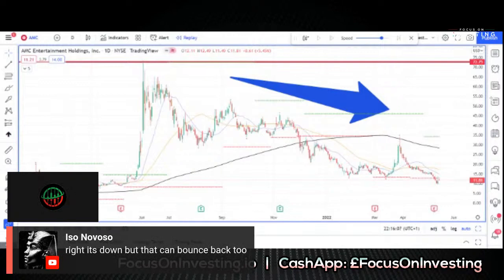ISO says, write it down, but it can bounce back too. True, it can bounce back too. But if it bounces back, is that really a short squeeze? Remember, we're talking about AMC because AMC is supposed to be a short squeeze. At this point, it's not a short squeeze, because if this bounces back, that's like any other stock. Any stock at a certain price you can buy, and it could potentially bounce back. Of course, it can, but any stock can bounce back, right? There's no guarantee that it will. But is that a short squeeze if it bounced back?